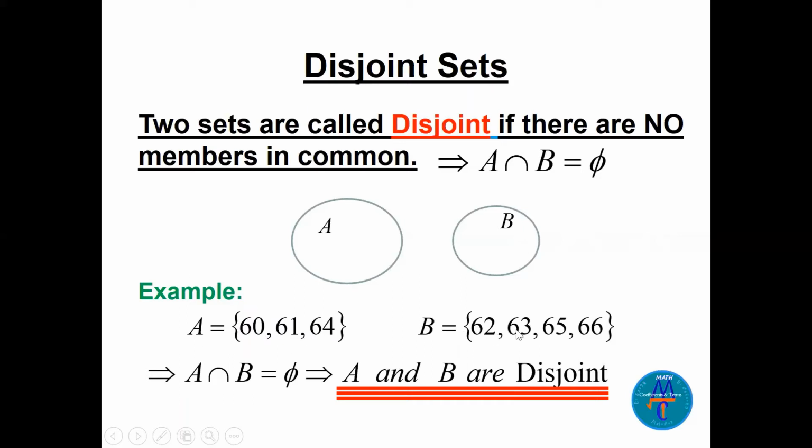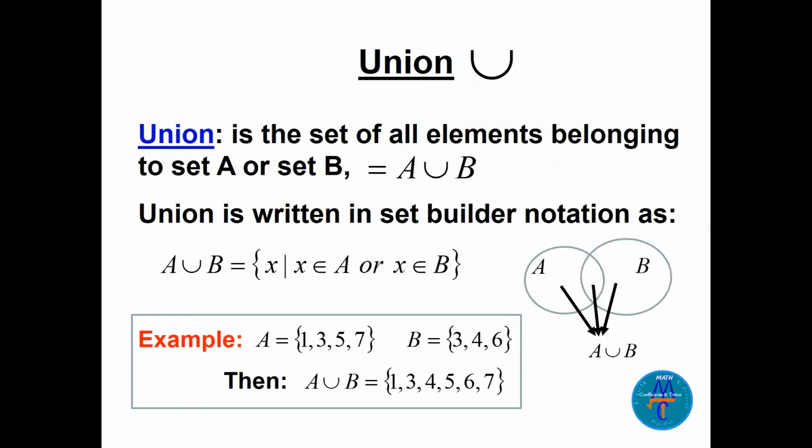Set B: 62, 63, 65, 66. If I say find the intersection A intersection B, well, the answer will be phi, the empty set. So take this as a rule here. If A intersection B is empty or phi, the sets A and B are called disjoint. Disjoint means there is no intersection. Nice word to know.